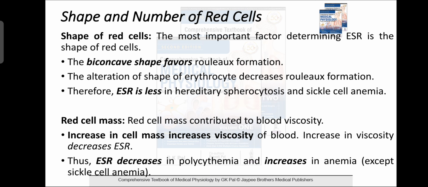Okay, and in anemia blood viscosity is decreased because the blood becomes very thin. So in that condition ESR is increased. In sickle cell anemia ESR does not increase, that is an exception, because in all other types of anemia ESR increases, but in sickle cell anemia it does not increase.